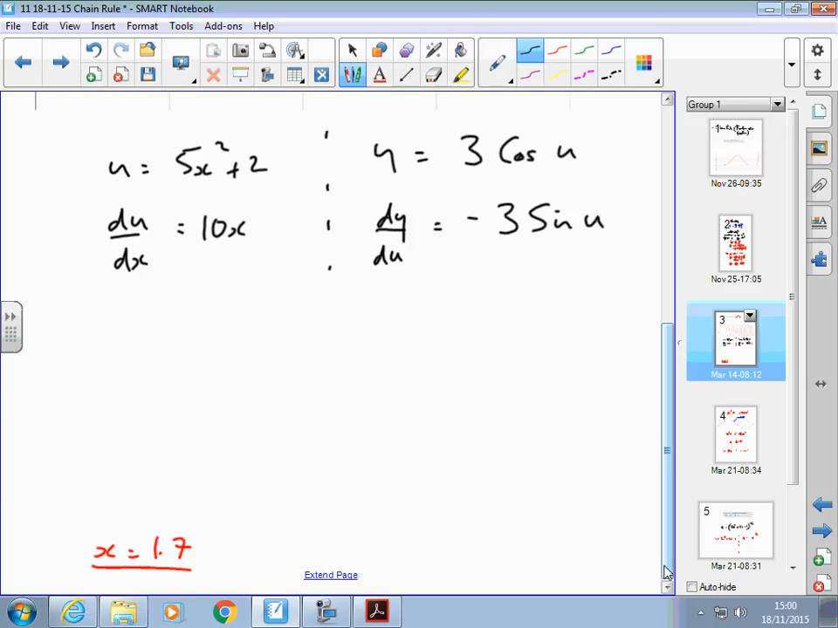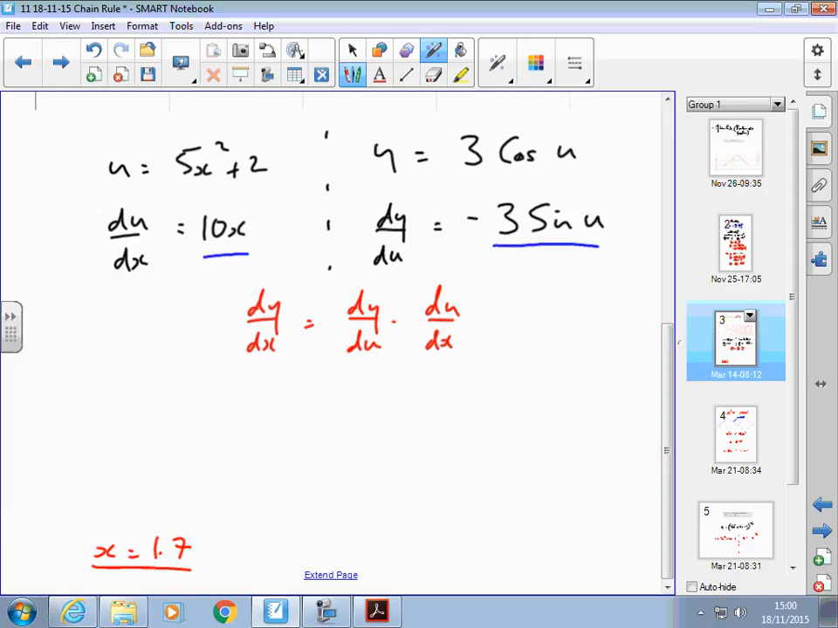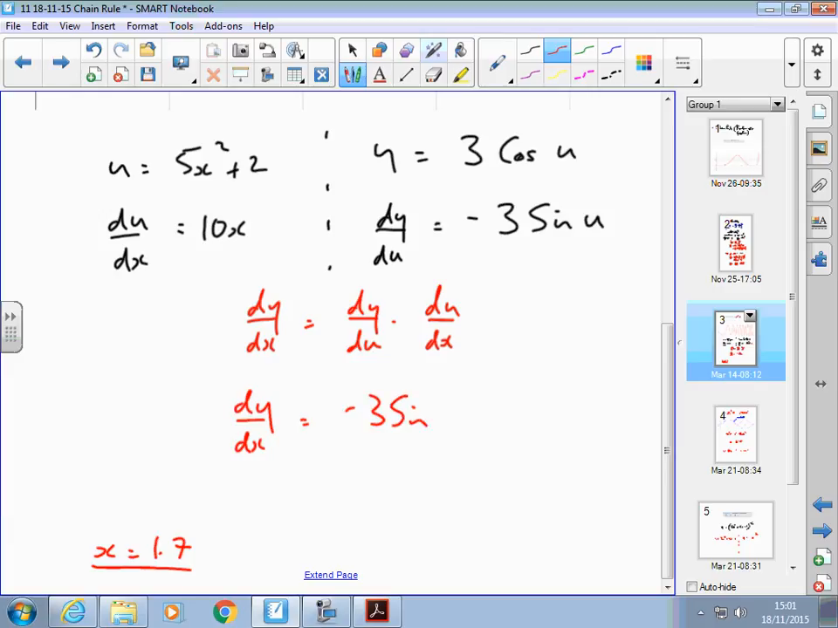Now, the chain rule, or the function of a function rule, says dy by dx equals dy by du times du by dx. In other words, I've got these two differentials, finally just multiply them together. That's all it's saying, really. So dy by dx equals dy by du, which is minus 3 sine u, and multiply that by the differential of u, which is 10x. Done.